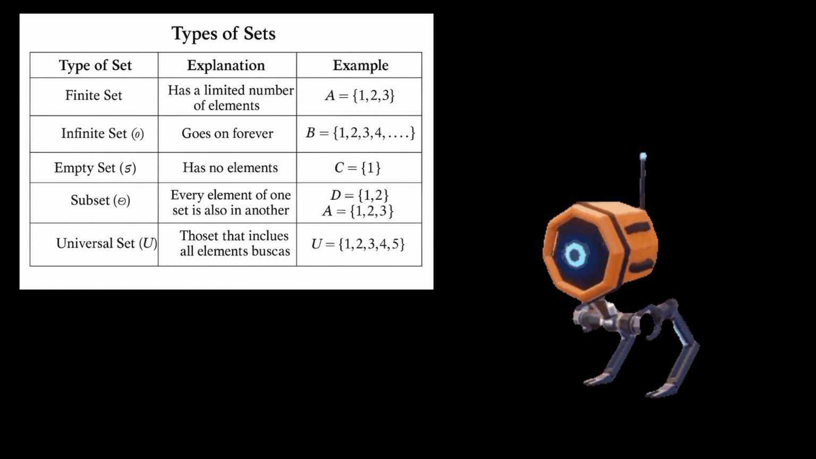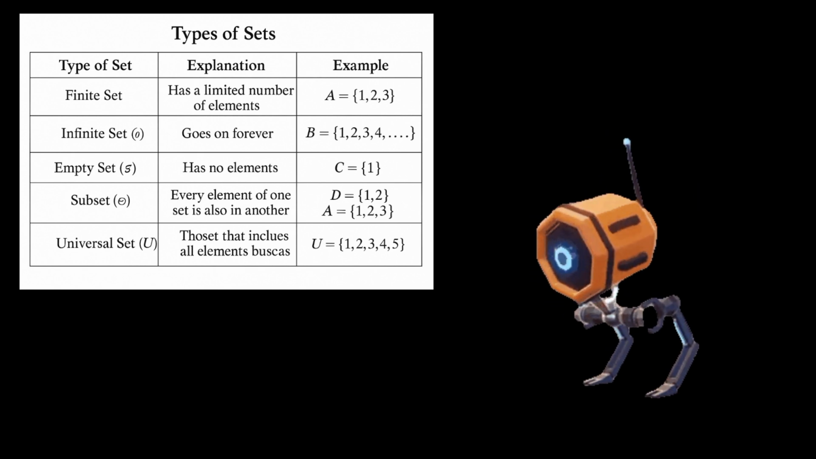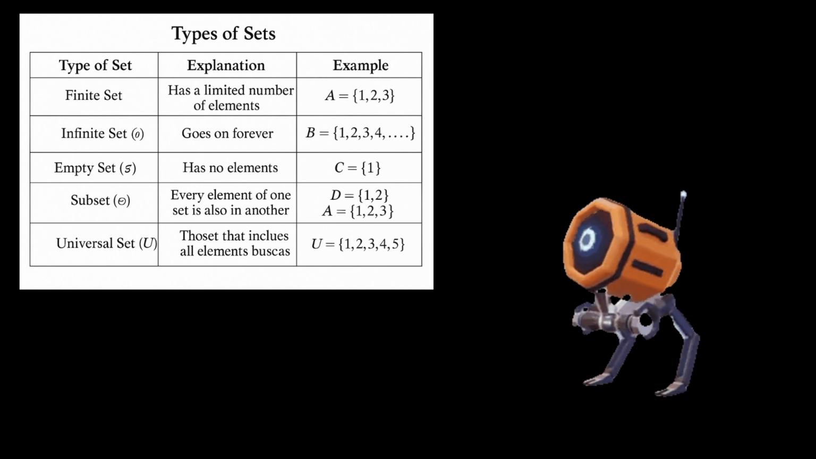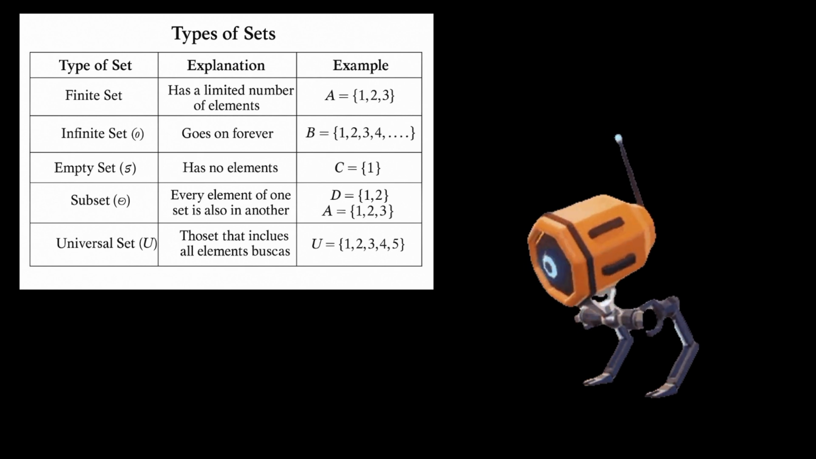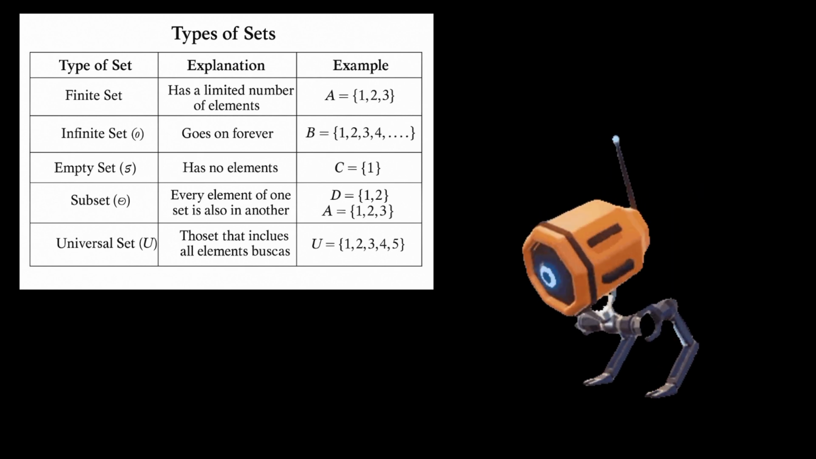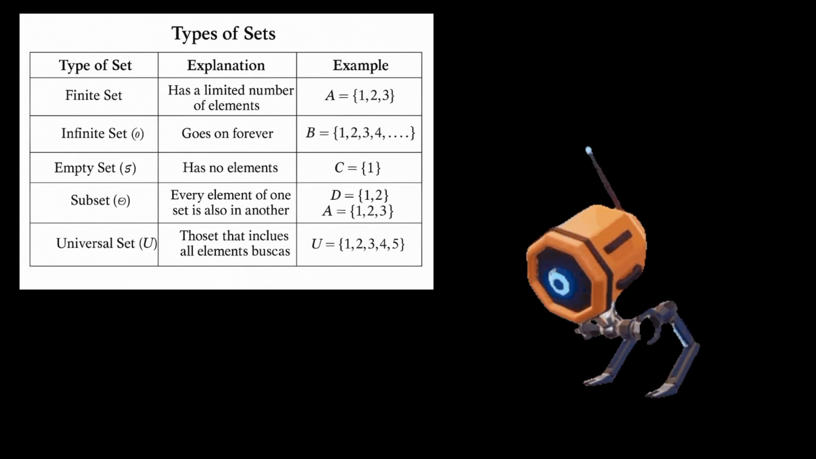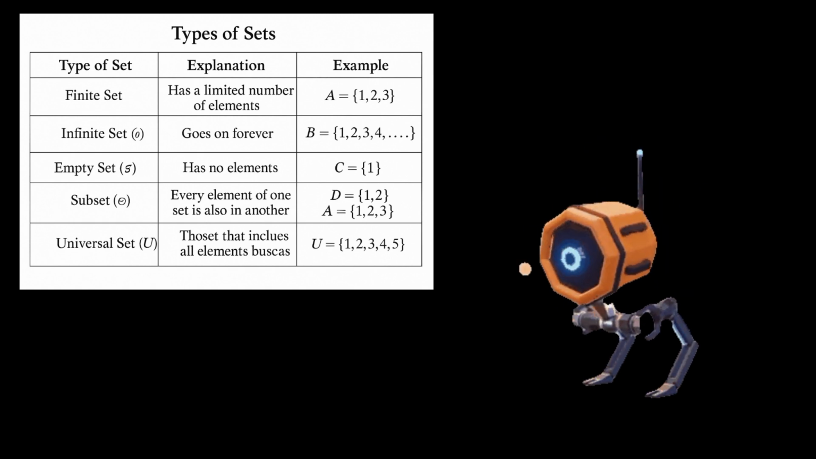Finally, we have the universal set. The universal set, usually written as the letter U, is the set that contains all possible elements under consideration in a particular discussion. For example, if we are studying numbers from 1 to 5, then the universal set can be written as U equals {1, 2, 3, 4, 5}.